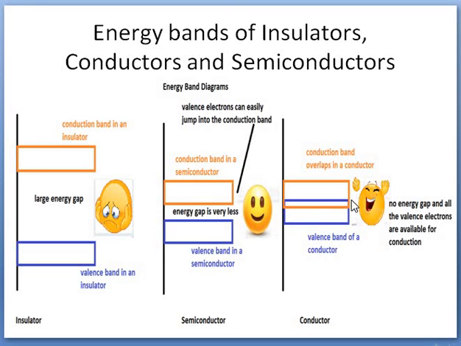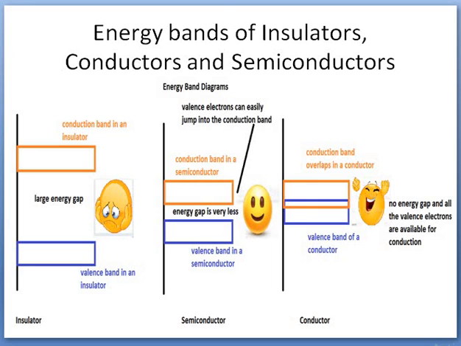On the other hand, conductors have overlapping bands, so their valence electrons are always free and can cause electricity at any time. Whenever an electric field is applied, those valence electrons are free to move under every condition.